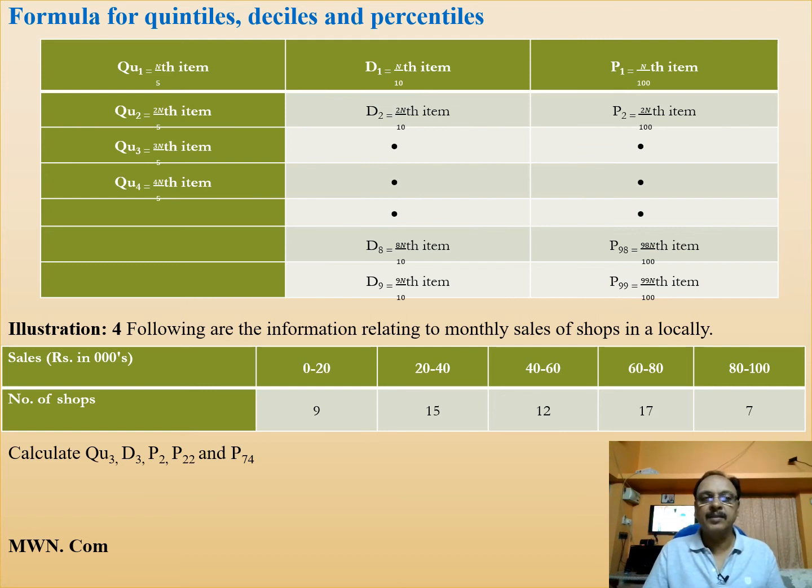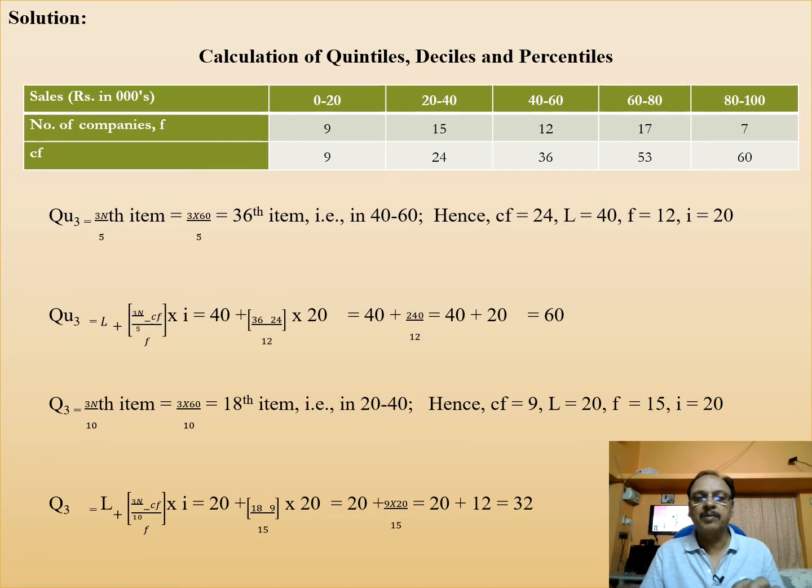We can explain with an illustration. The illustration is taken here as to calculate quintile 4, quintile 3, decile 3, P2, P22 and P74. Now you have to prepare a table with 3 rows, writing the first 2 rows according to the problem given. Then the third row, CF, is first 9, 9 plus 15 is 24, 24 plus 12 is 36, 36 plus 17 is 53, 53 plus 7 is 60.